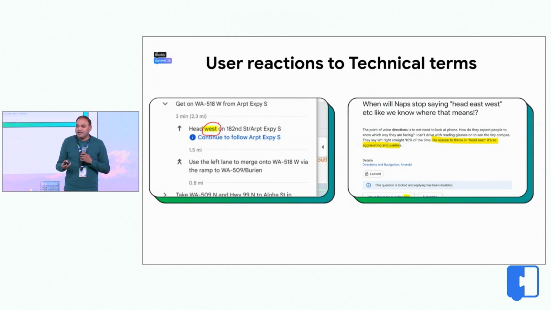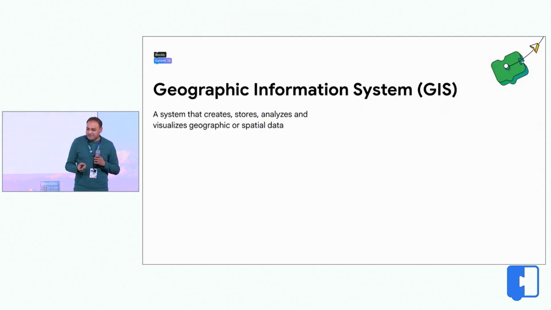In fact, Google Maps is based on a system called Geographic Information System, or GIS. GIS is a system that creates, stores, analyzes, and visualizes geographic or spatial data. Now, finding directions is a very narrow use case of GIS. GIS can do much more than that.